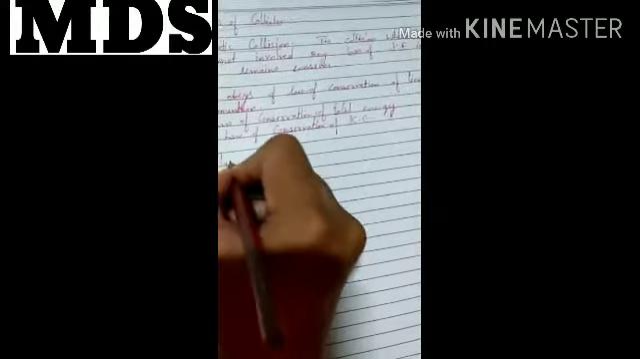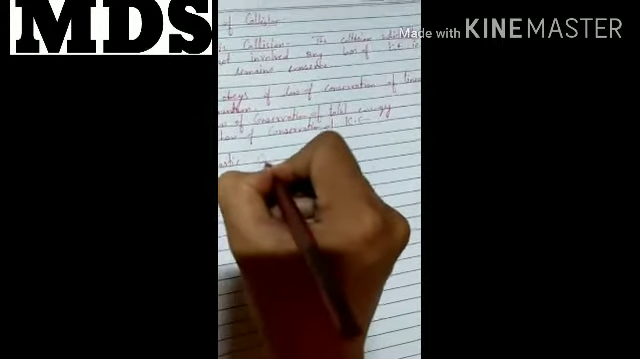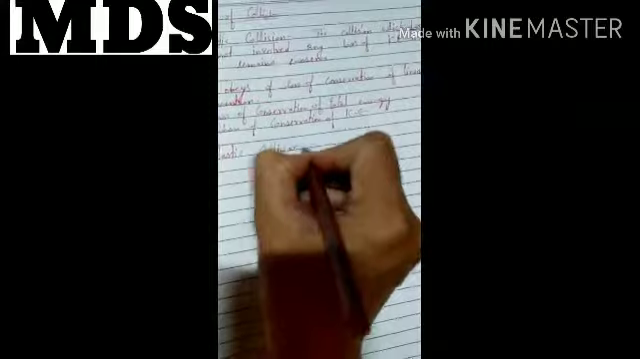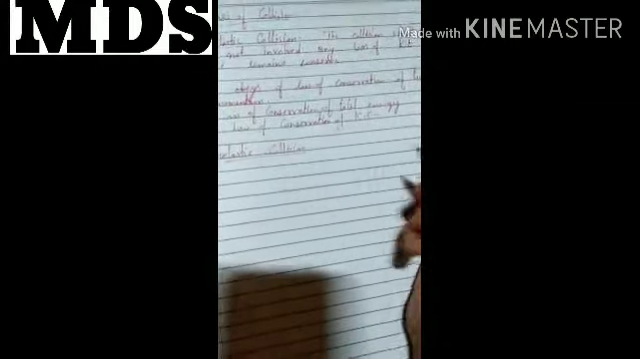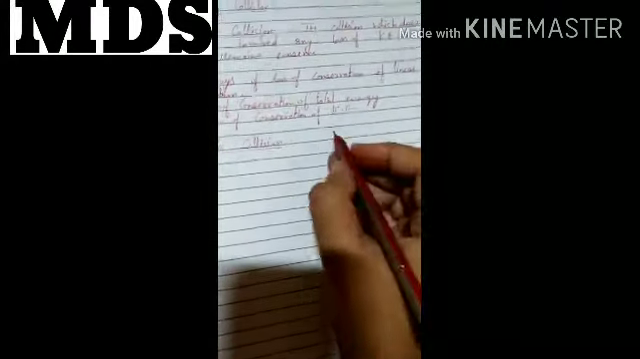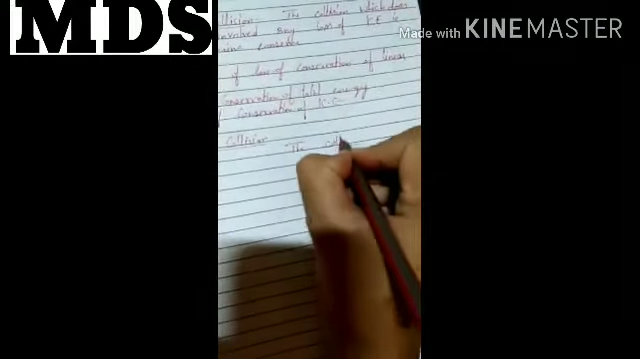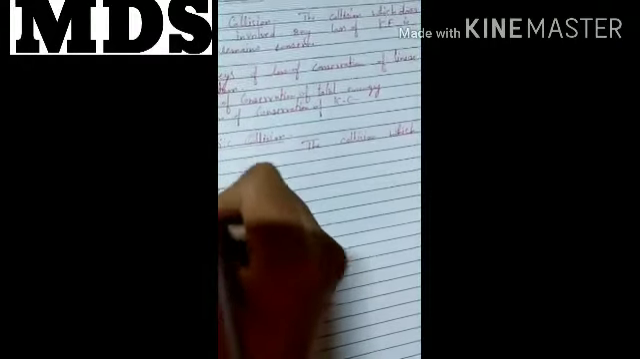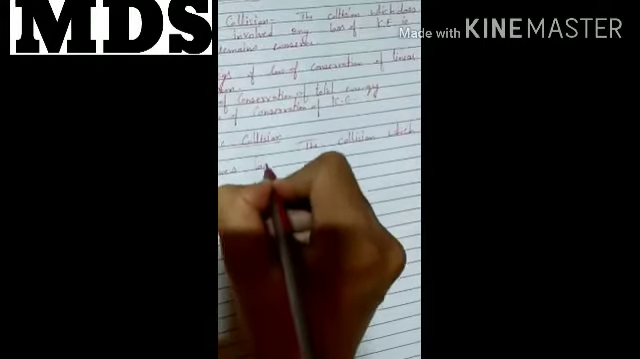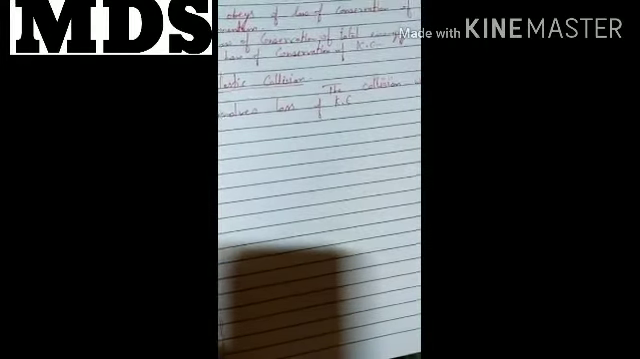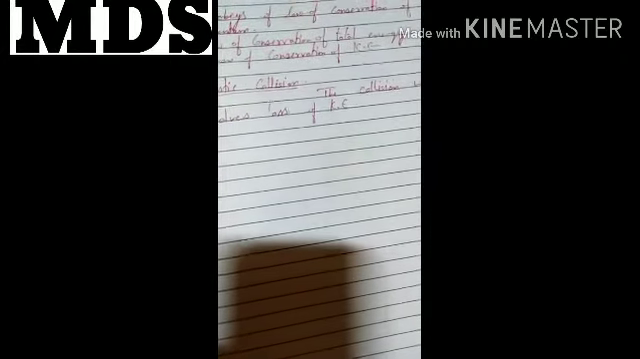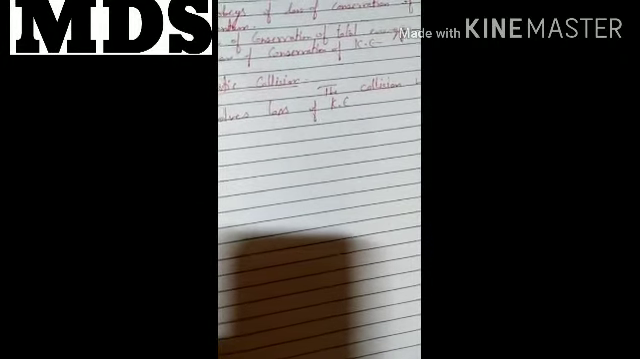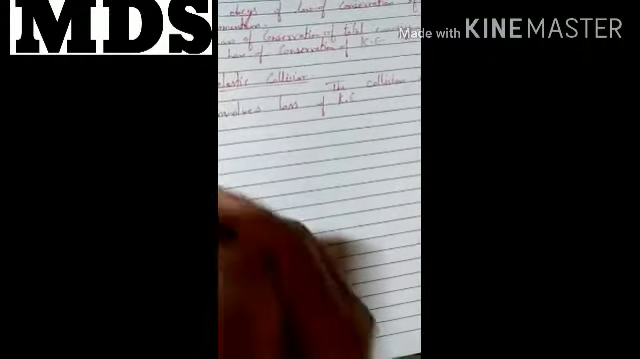Second is inelastic collision, the second type of collision, which involves loss of kinetic energy. The forces may be conservative and non-conservative together, or all forces are non-conservative. Clear?